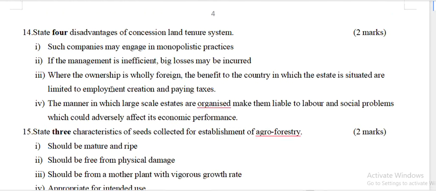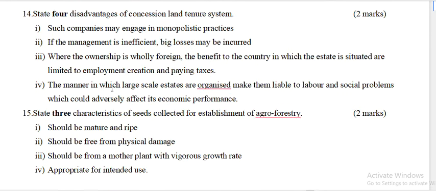Question 14. State 4 disadvantages of concession land tenure system. Such companies may engage in monopolistic practices. Then, if the management is inefficient, big losses may be incurred. And where the ownership is wholly foreign, the benefit to the country in which the estate is situated is limited to employment creation and paying taxes. Then the manner in which large-scale estates are organized makes them liable to labor and social problems which could adversely affect its economic performance.